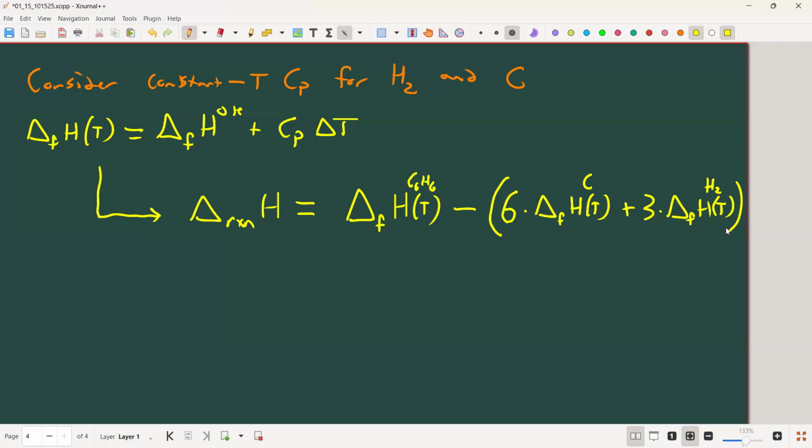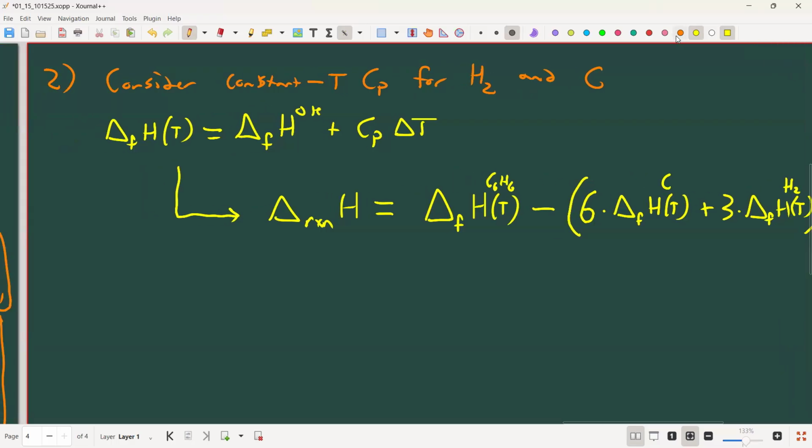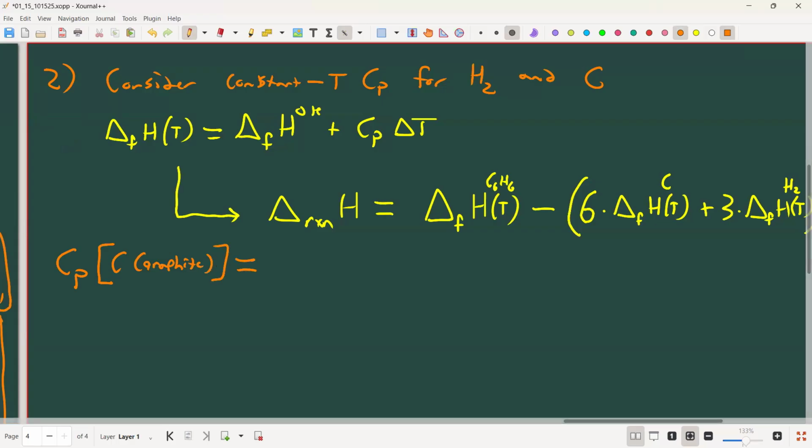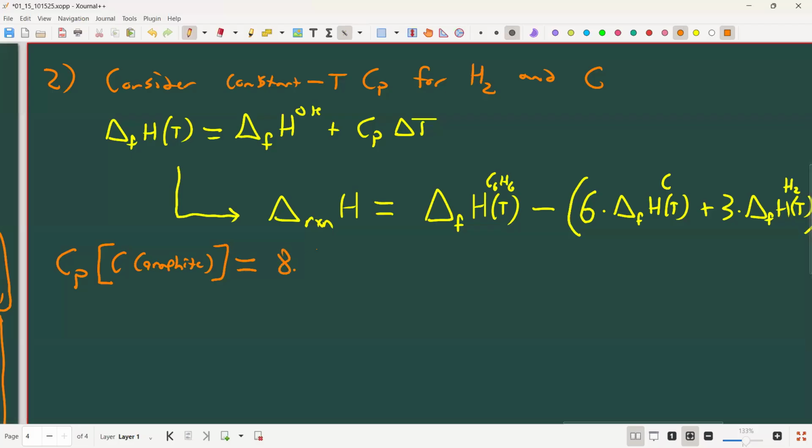So I went in and looked up just on Google. Literally, when I worked up this problem, I just typed into Google the heat capacity of hydrogen and the heat capacity of graphite. It's the way we all do things. So the heat capacity of carbon graphite is, I have it here, sorry, 8.23 joules per mole Kelvin.